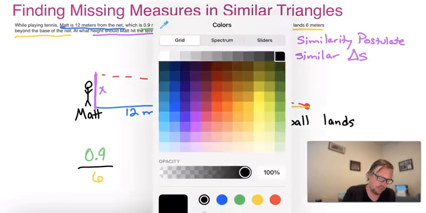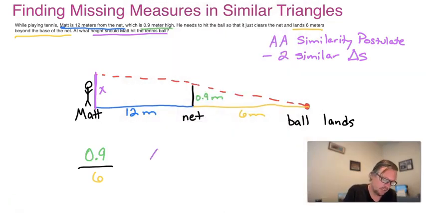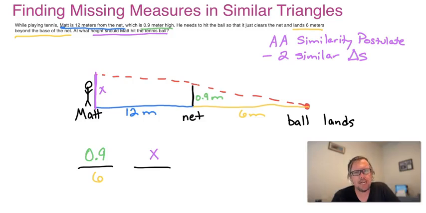So let's do a ratio for the larger triangle. The ratio is going to be the height of the larger triangle, which was x, over the base of the larger triangle. And this is really the tricky part here. You might be tempted to say that the base of the larger triangle is 12, but 12 is not the entire base. The base of the larger triangle is the entire shape. Remember, the large triangle is the whole thing. So the base is the distance from Matt to the net plus the distance from the net to where the ball is going to land.